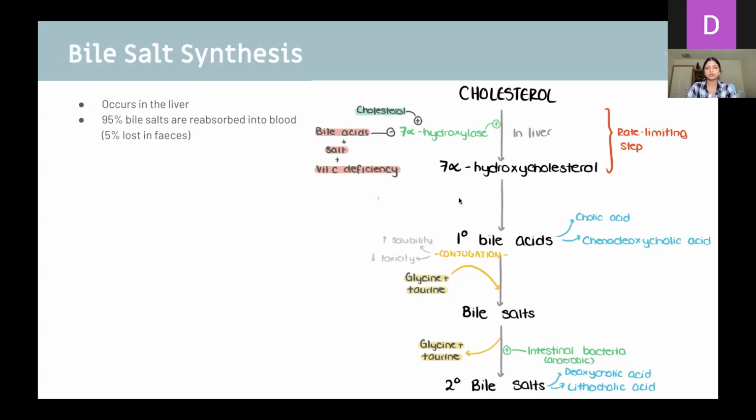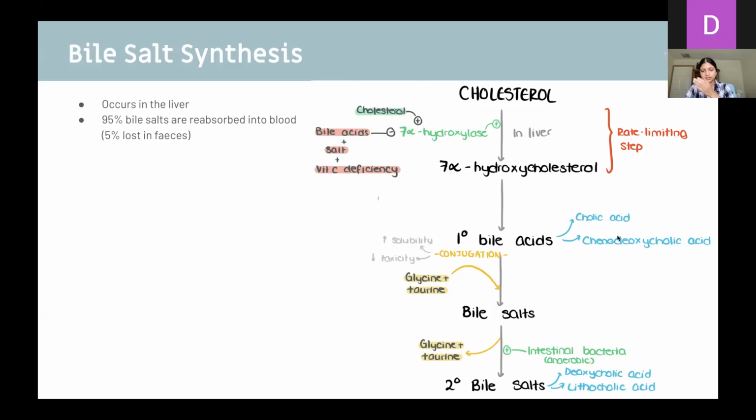your cholesterol and your precursors, and this turns into 7-alpha hydroxycholesterol in your liver. And this is kind of your rate limiting step. So this is what actually gets regulated and stops your production of bile synthesis. So it's negatively regulated, so inhibited by bile acids and salt and vitamin C deficiency as well. And obviously, if you have more cholesterol, you have more input into this pathway, so you get more bile salt production. So this 7-alpha hydroxycholesterol turns into your primary bile acids.